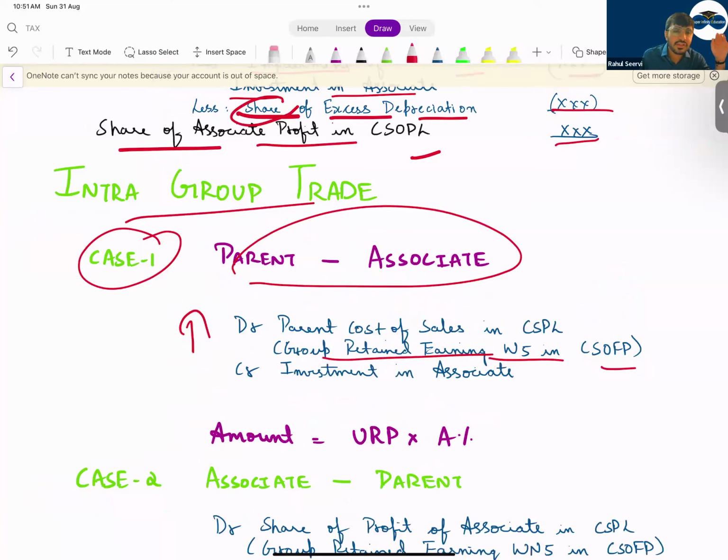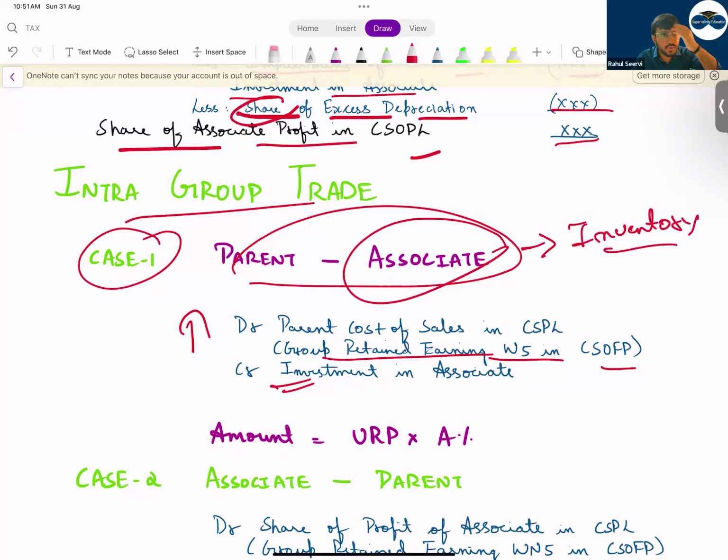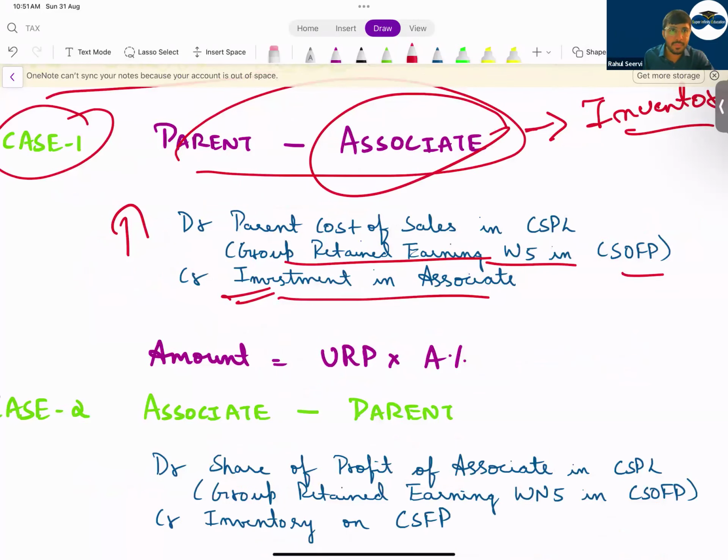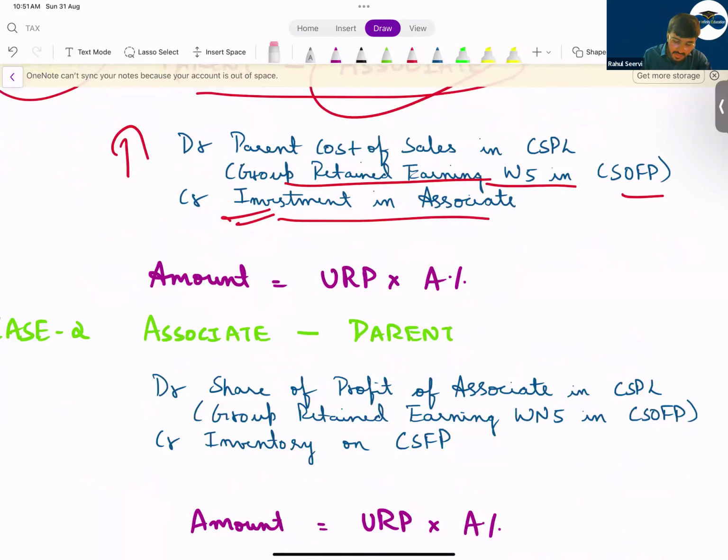Step number 5. Now the associate has the inventory. Are we consolidating the inventory of the associate? We are not. We are not recording the value of the inventory in the books. So what can we do? We can reduce the investment in associate value, because associate inventory is not recorded in the balance sheet, but investment in associate is. We reduce that. Take the URP amount and then multiply by the percentage. This is very important that you apply the percentage.